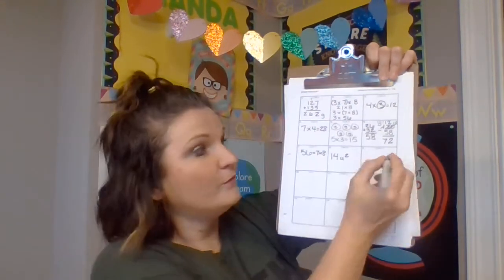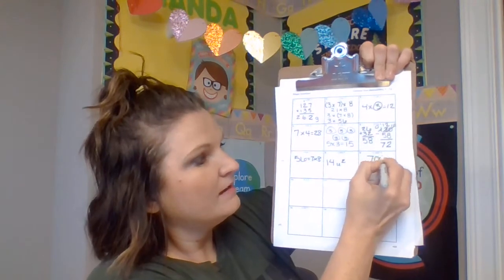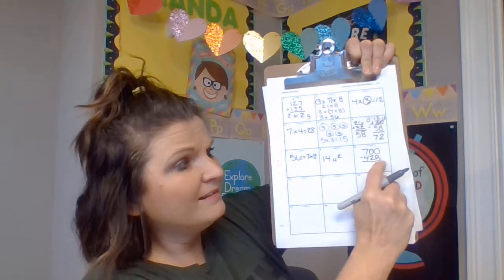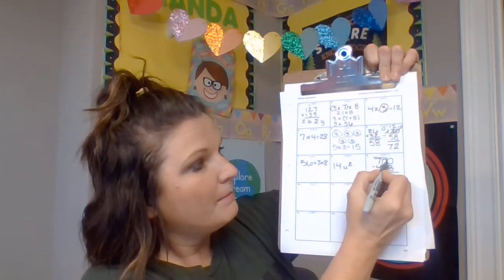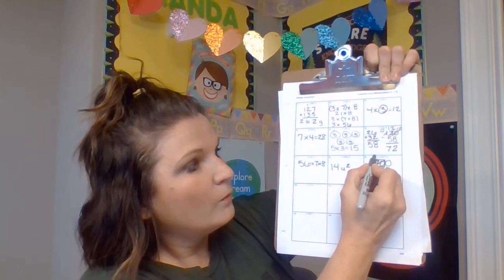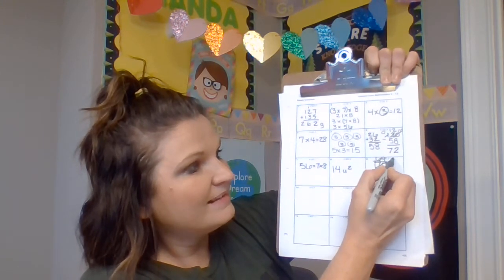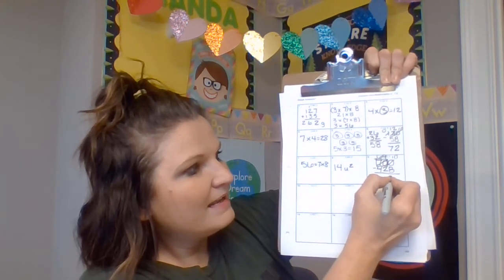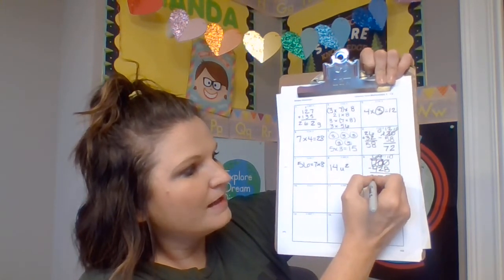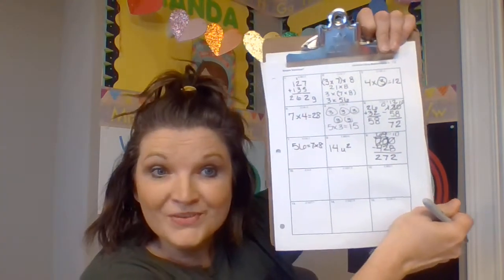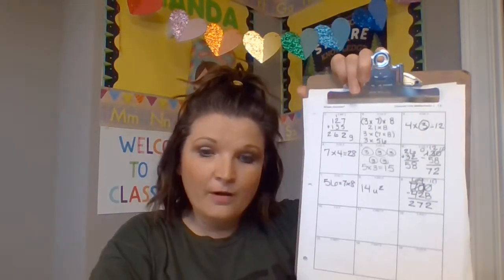Number 9. 700 minus 428. I cannot take 8 from 0, and I can't borrow from a 0. But I can box out that 70, and 1 less than 70 is 69. 10 minus 8 is 2, 9 minus 2 is 7, and 6 minus 4 is 2. 272.